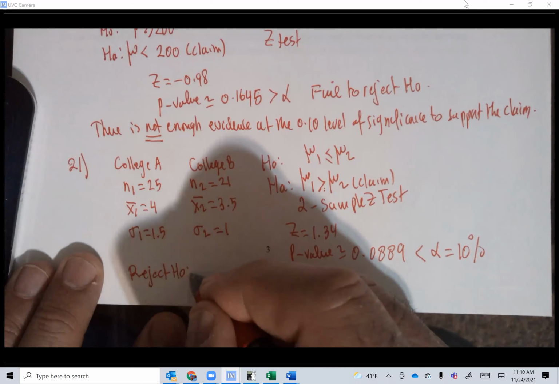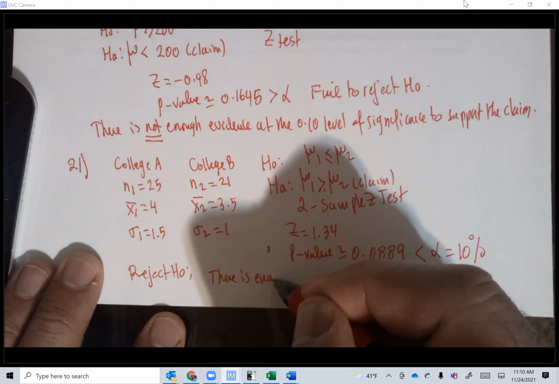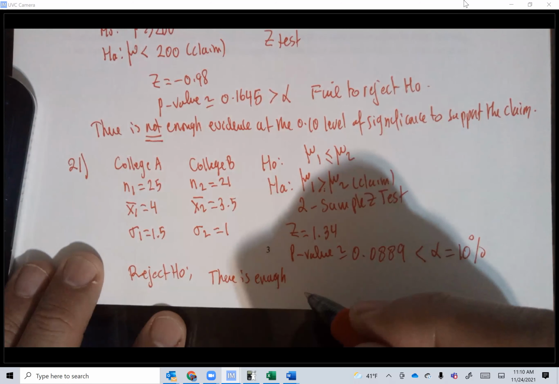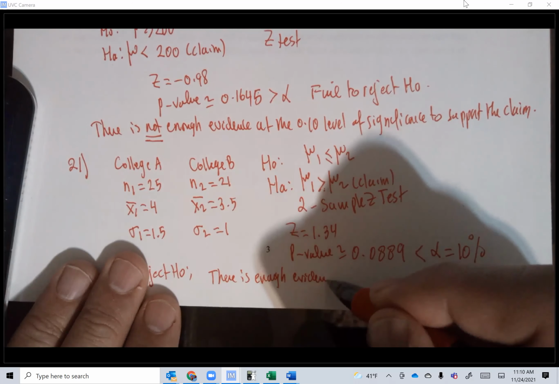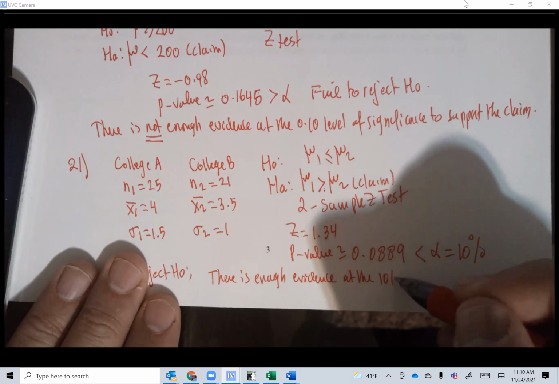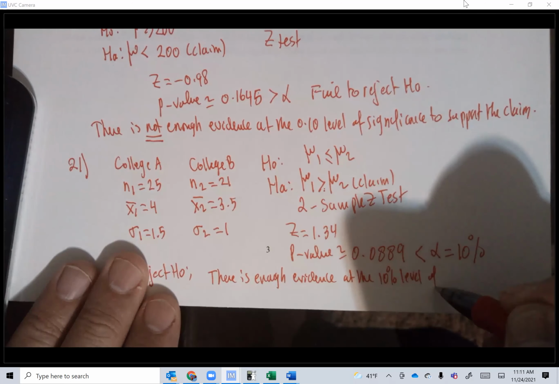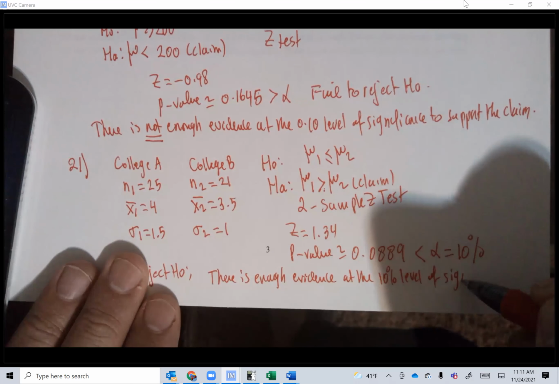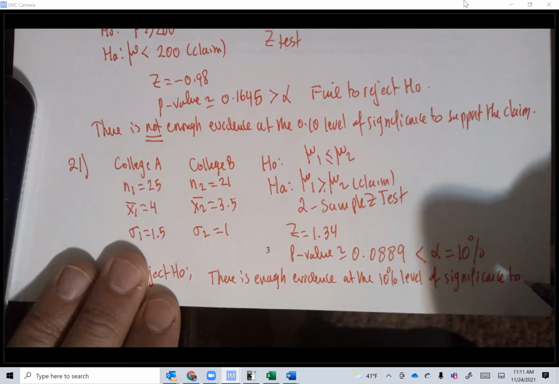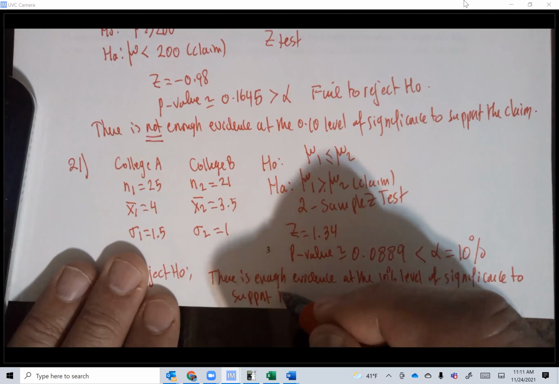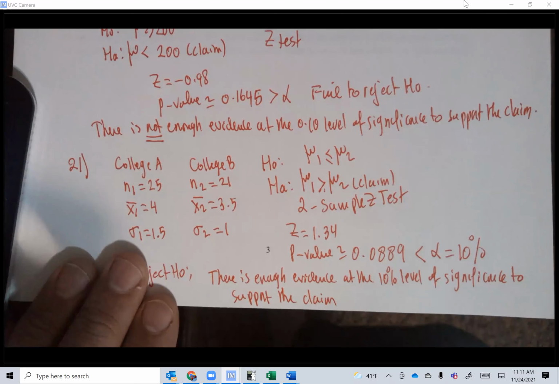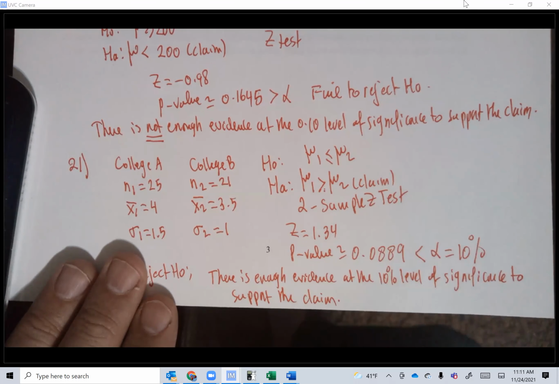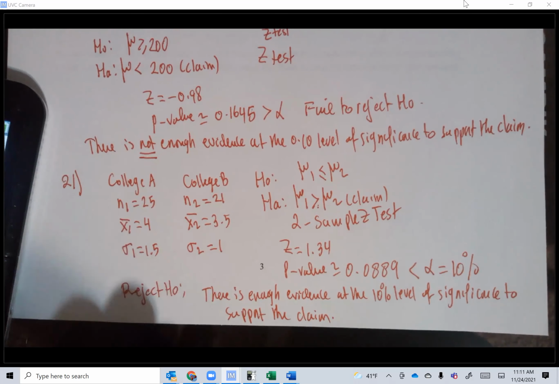And the conclusion, guys, I know probably you're tired of me putting no, not enough evidence. So there is enough evidence at the 10% level of significance to support the claim. Now we are supporting the claim that college A students have taken more math classes than college B students. Okay, so that concludes the review.